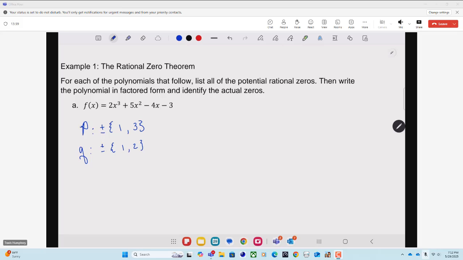So by the rational zeros theorem, all the possible rational zeros can be found by looking at all the possible p over q. So we look at every possible combination: 1 over 1, 1 over 2, 3 over 1, 3 over 2. So that gives us 1, 1/2, 3, and 3/2.